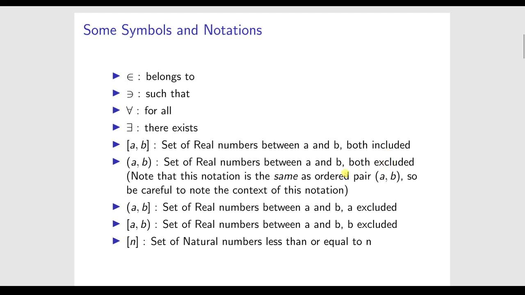However, note that this notation is the same as the ordered pair (a, b), so be careful to note the context of this notation. This notation means the set of real numbers between a and b, a excluded but b included. Similarly, this means the set of real numbers between a and b, b excluded and a included. This notation, n engulfed between closed brackets, means the set of natural numbers less than or equal to n.